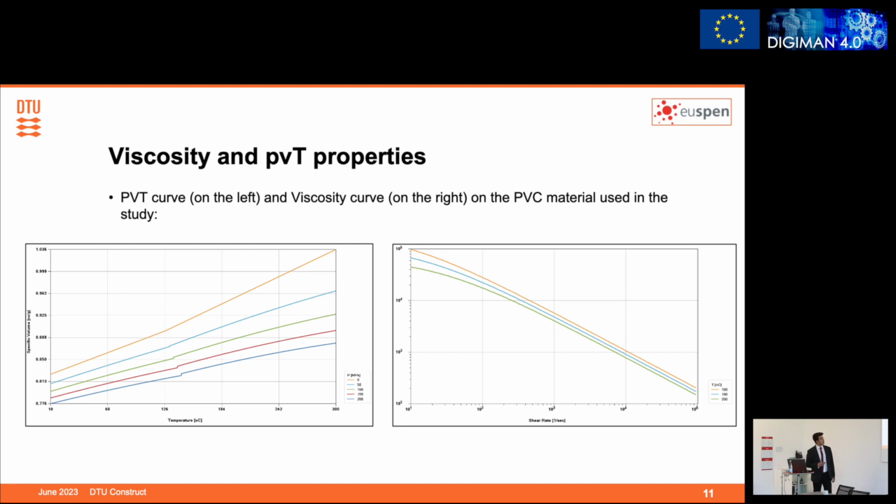In this slide, you can see the PVT and viscosity curve of the polymer we worked with. And these graphs are based on the Moldflow library. We didn't do the measurements of PVT and viscosity ourselves. So we relied on the database of Moldflow.